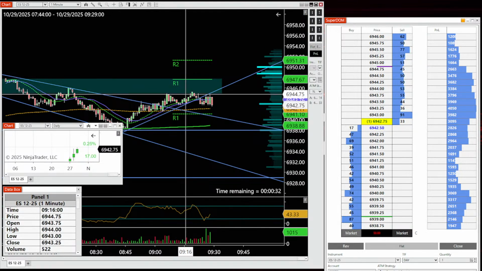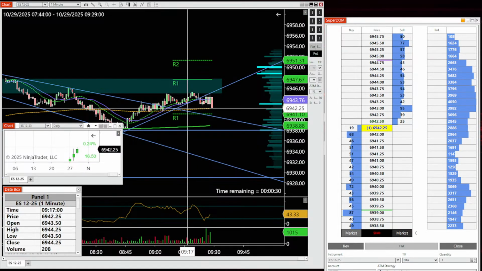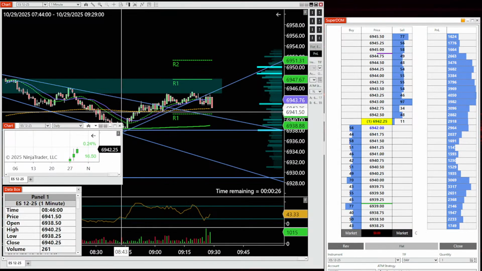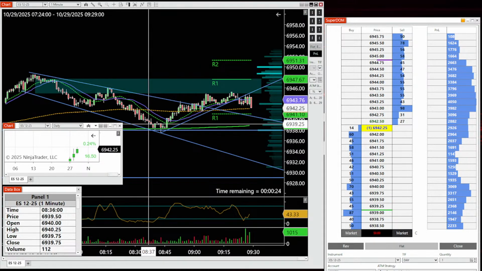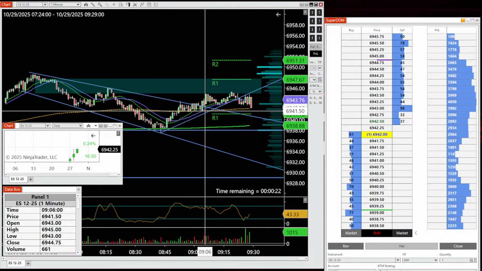Just when you think it's going up, they pull it back down. We've been holding 40 for the most part. We broke 40 here, held 40, 200 moving average.